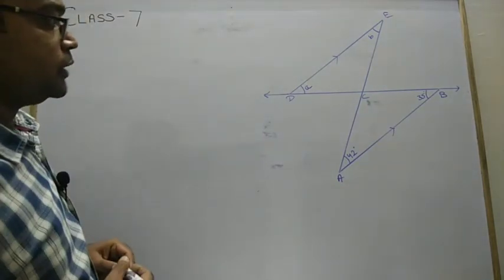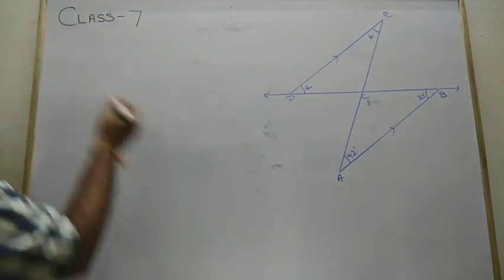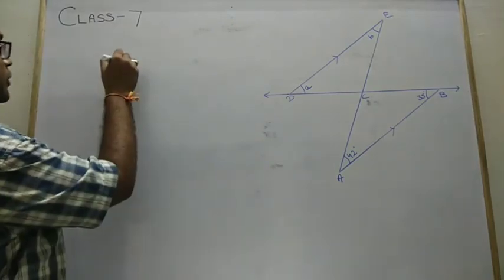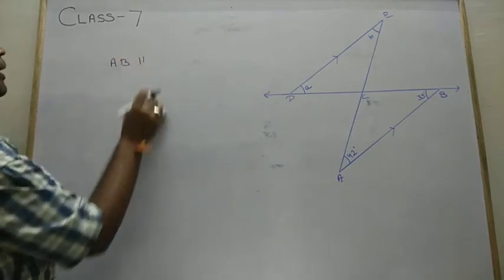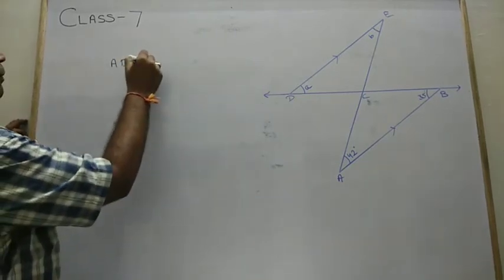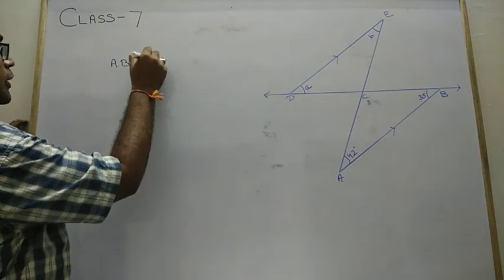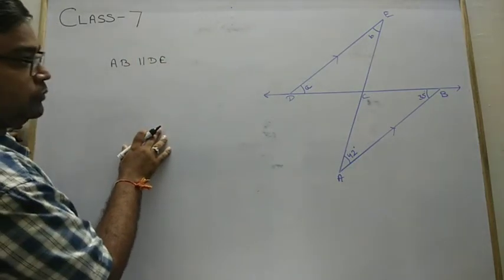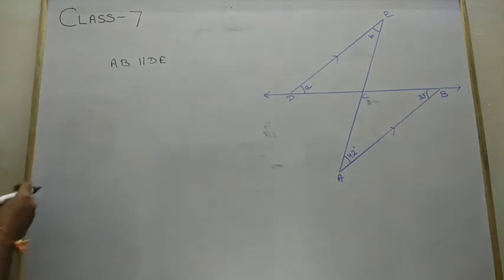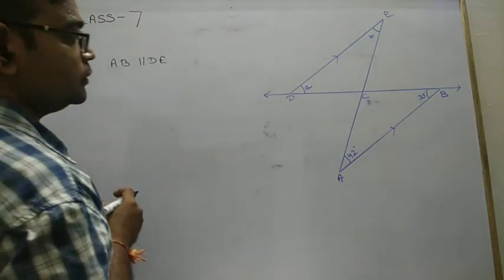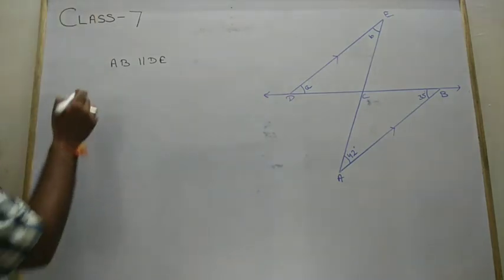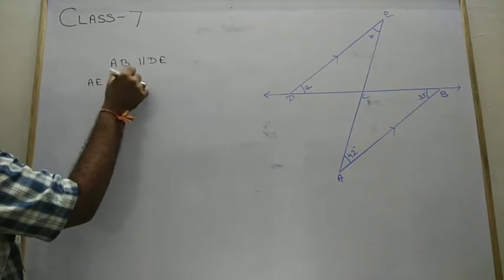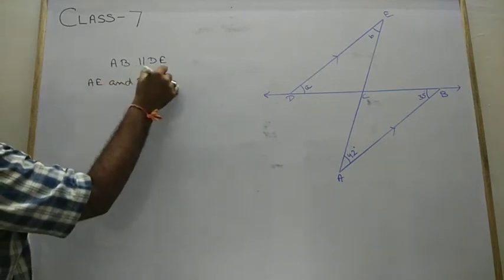So from this we can also write it down in the solution. This time I'm using black ink for the solution. AB is parallel to DE. It is given to you. And AE and BD are transversals.